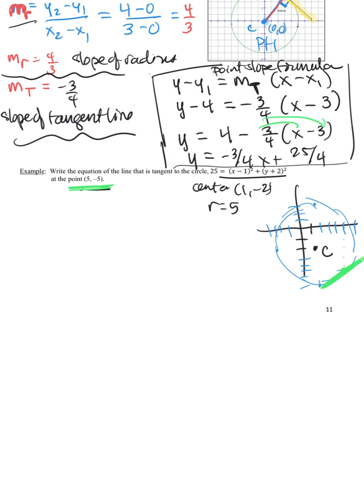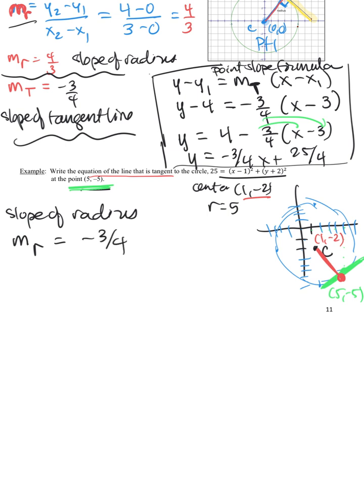What did we do in the last one? If I want to write the equation of the tangent line, we first had to look at what? The radius. So I need to see this. This point was given, 5, -5, and I know the center was 1, -2. So if I look at the slope of the radius, what is the slope of the radius? We're substituting in the center and the point where the line is tangent, and what did we get? -3/4. That is correct. -3/4 is the slope of your radius.